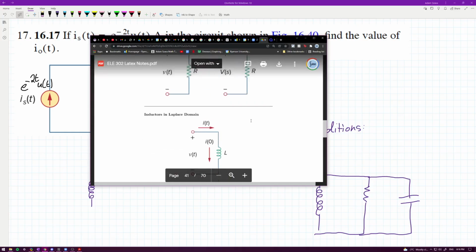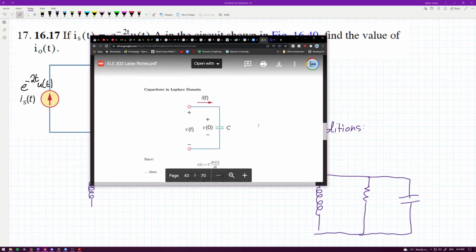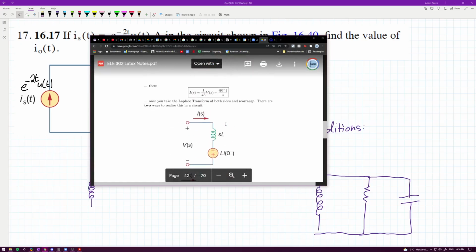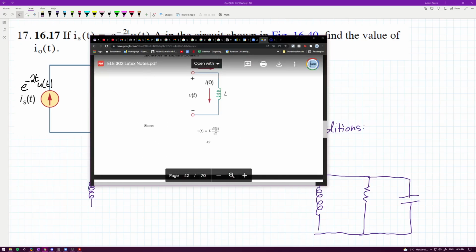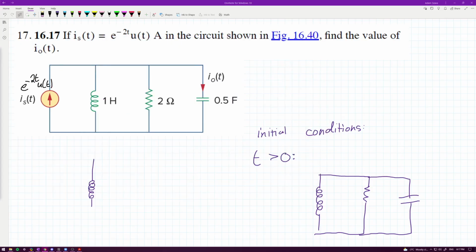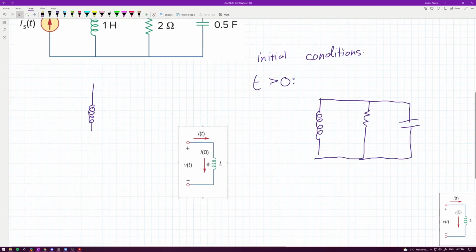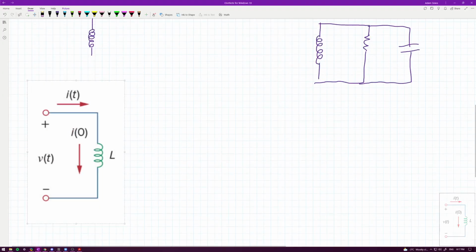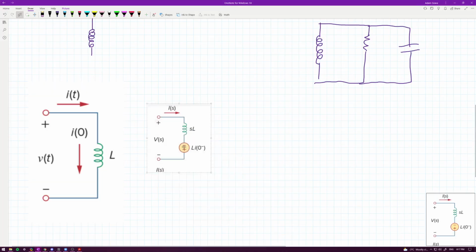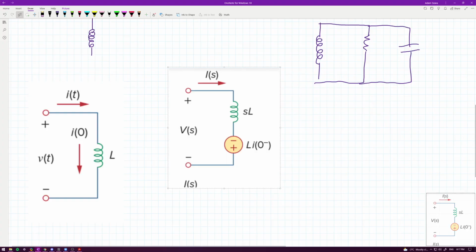So if you look here at our inductor, sorry, here's the inductor. If you are converting just an inductor that looks like this, oh, you can't see, can you? Sorry about that. I'm going to make that mistake often. So if you are converting an inductor that looks like this into the Laplace domain, there are 2 ways you can do it. You can either do it like this, or you could do it like this.